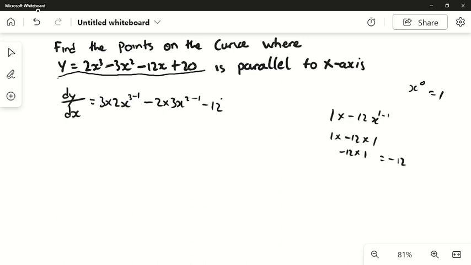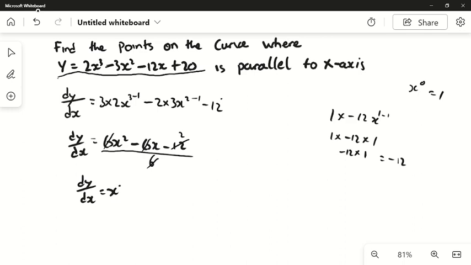This 20 has no x, so it is gone in calculus, as we know. So we can say dy over dx is equal to 6x squared, because 3 cubed minus 1 is squared, minus 6x, ordinary minus 12. So what is common here? We can say 6 is common in all, so we divide through by 6. If we divide through by 6, we cancel this 6, cancel this 6 one time, cancel this 12 two times. So we have dy over dx equals x squared minus x minus 2.